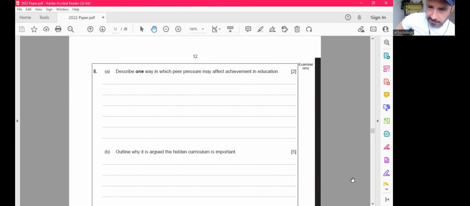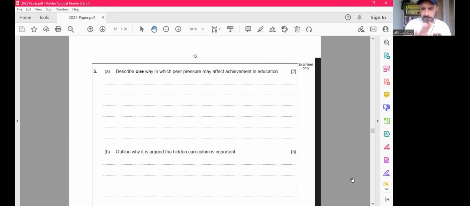We're well over halfway through this now. So we're now going to look at the education section. Education section is very similar to the family. The only difference is rather than in the family, you get a 2 mark, a 4 mark, an 8 mark, and a 15 mark. This one, you get a 2 mark, a 5 mark, an 8 mark, and a 15 mark.